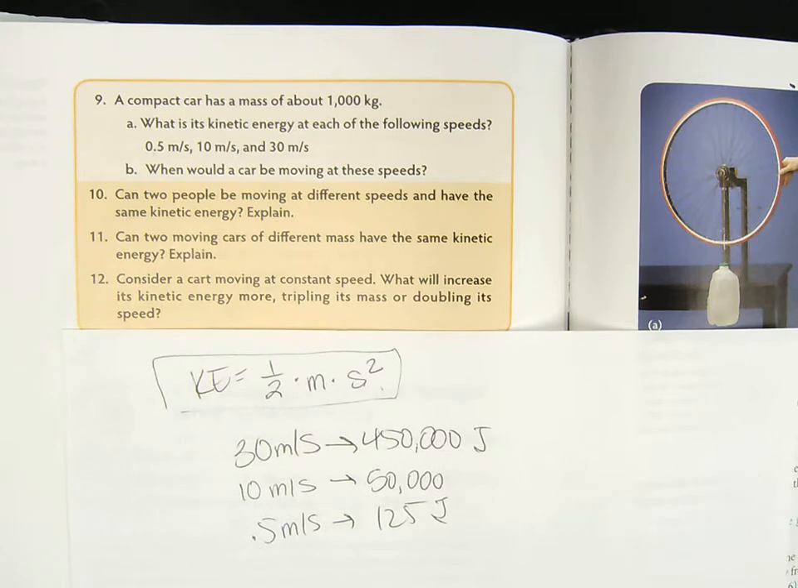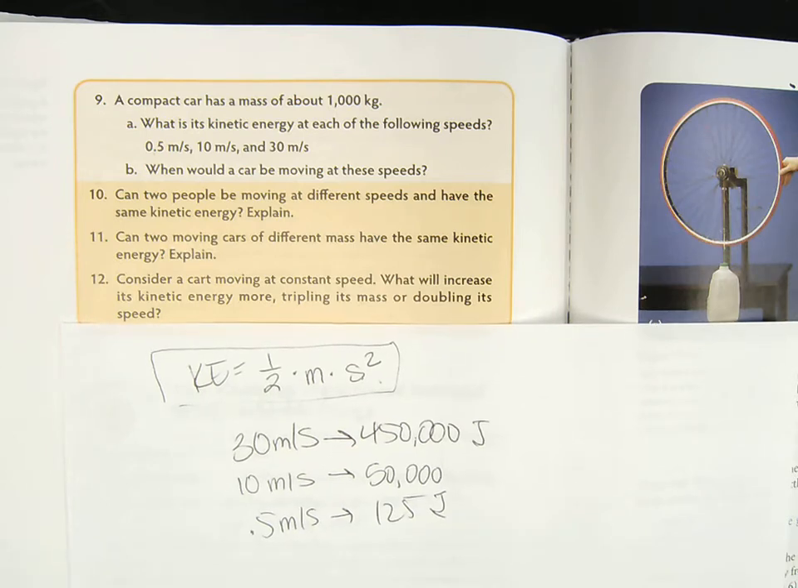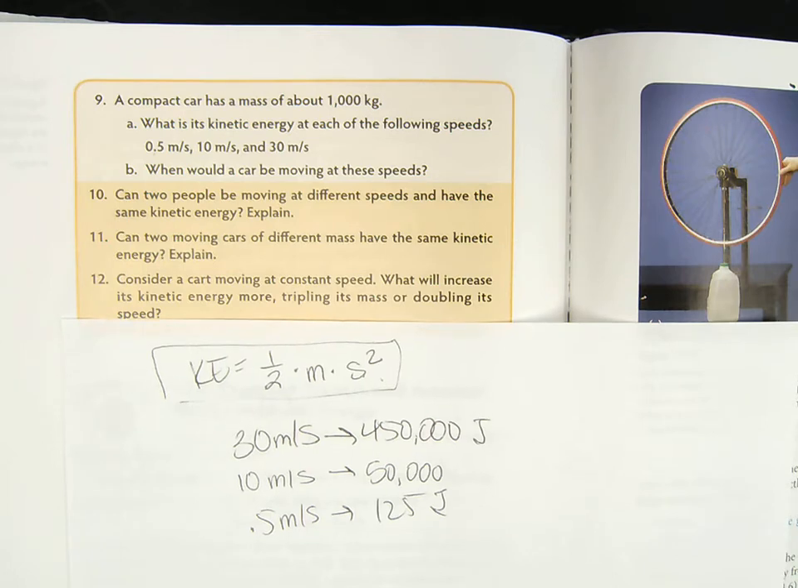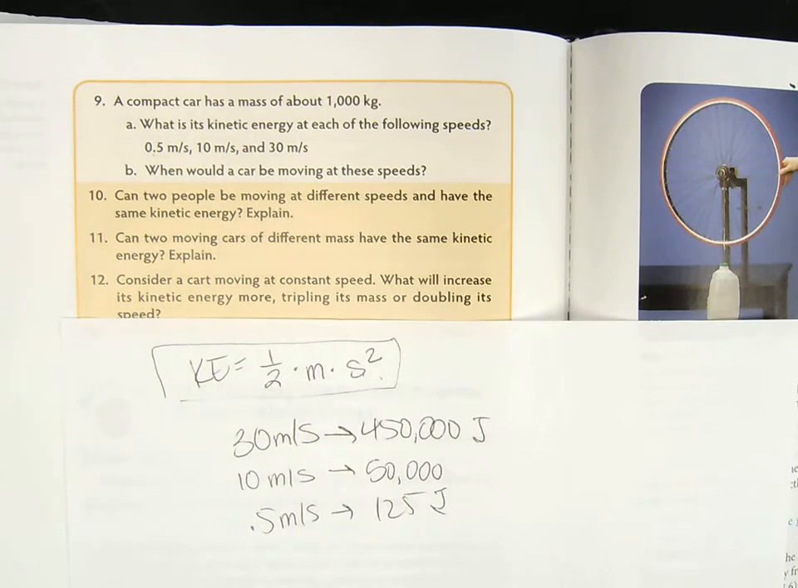Consider a cart moving at a constant speed. What will increase its kinetic energy more? Tripling its mass or doubling its speed? Without doing the math, I'm going to say doubling its speed probably, just because speed has an exponential effect on kinetic energy where mass is just more one-to-one. Let's see what the book has to offer. Tripling the mass will increase its kinetic energy by a factor of 3. Doubling it will increase its kinetic energy by a factor of 4 because of the exponential effect. So doubling its speed because of that exponent will have a greater effect than increasing the mass by 3.